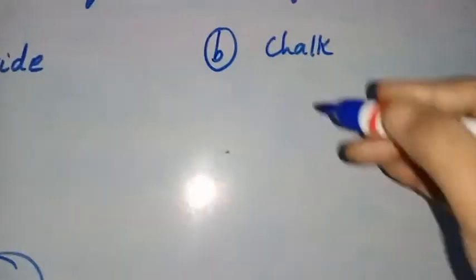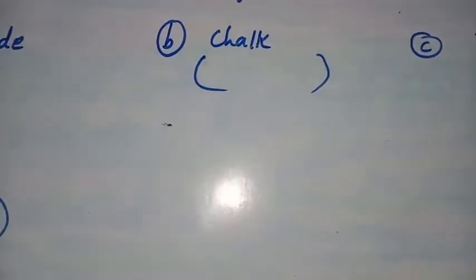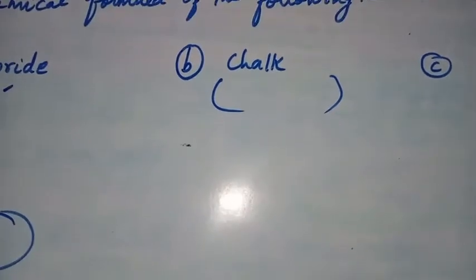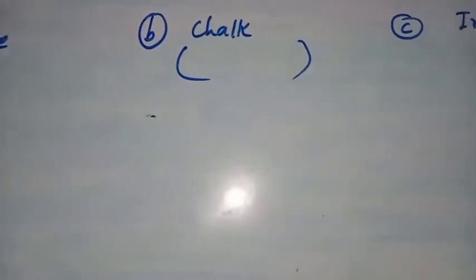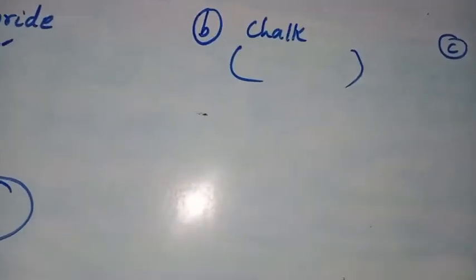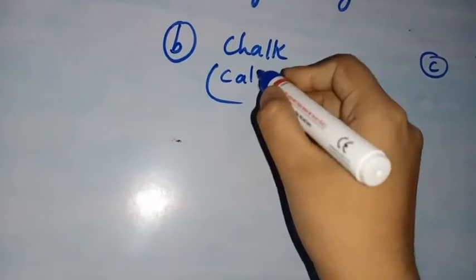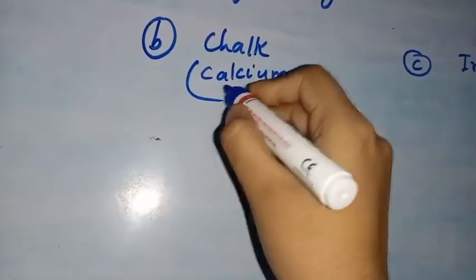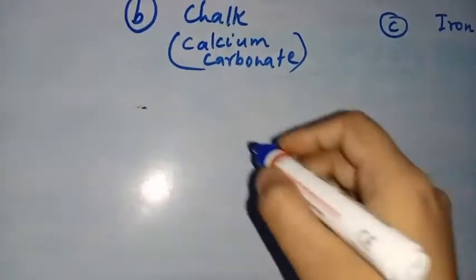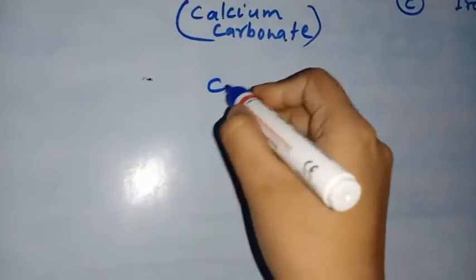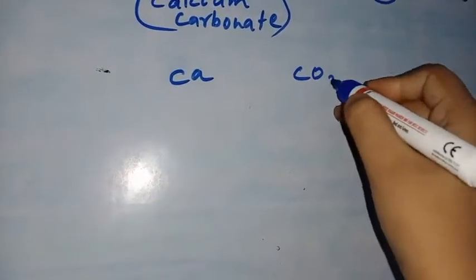Now chalk. I just gave you the common name, and I wanted you to write the chemical name of that. First predict the chemical name and then the chemical formula. So the chemical name of chalk is calcium carbonate. In calcium carbonate, you have the ions calcium and carbonate.